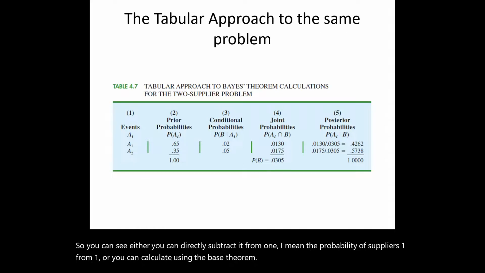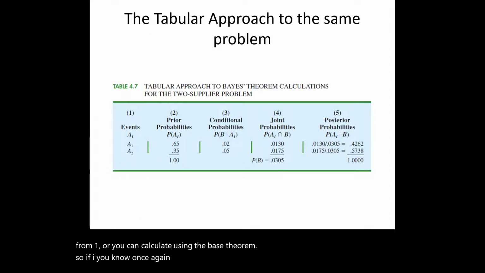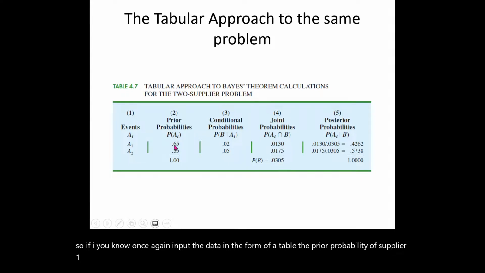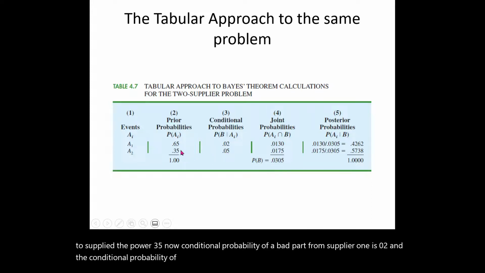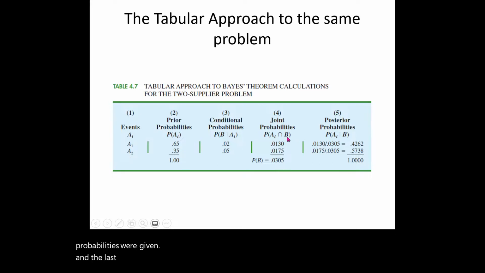So if I once again put the data in the form of a table, the prior probability that supplier 1 supplied the part is 0.65, and the prior probability that supplier 2 supplied the part is 0.35. Now the conditional probability of a bad part from supplier 1 is 0.02, and the conditional probability of a bad part from supplier 2 is 0.05. So prior probabilities and conditional probabilities were given, and the last two columns, the joint probability and the posterior probabilities, we calculated.